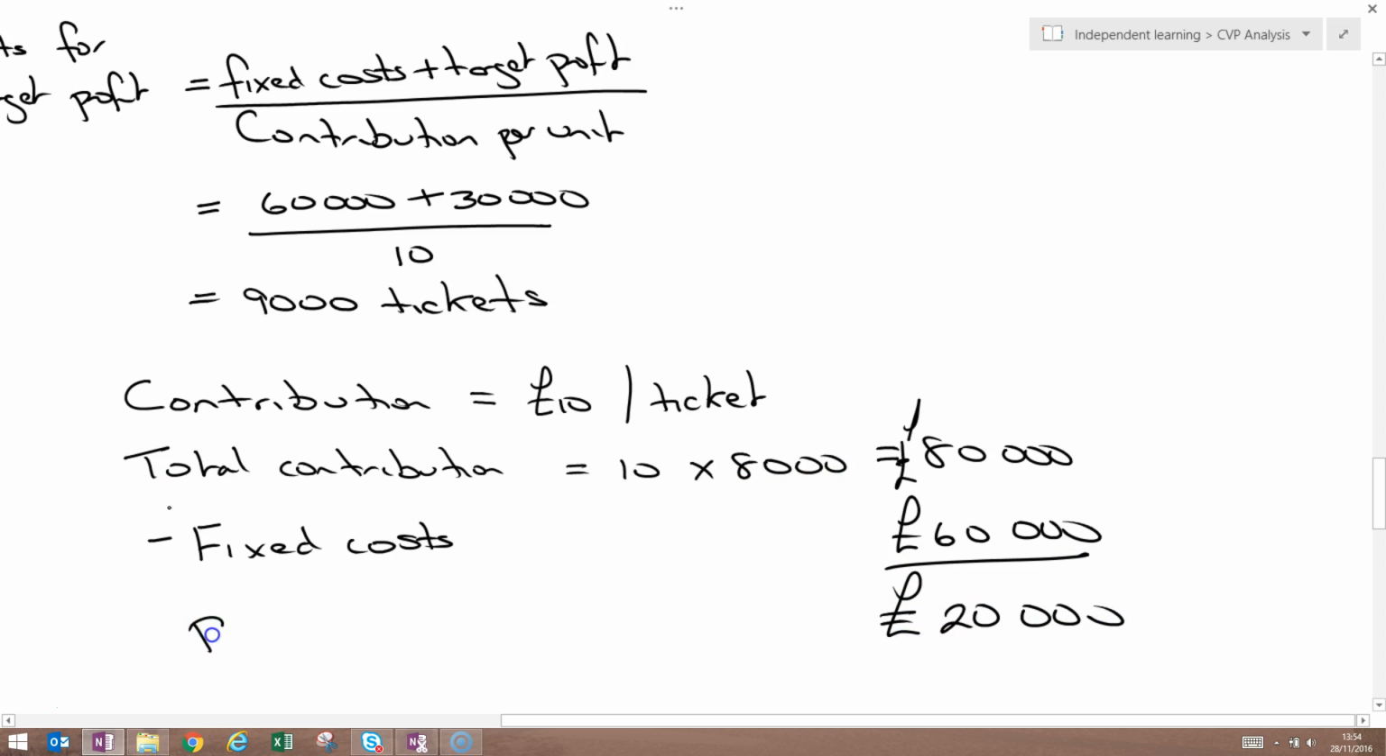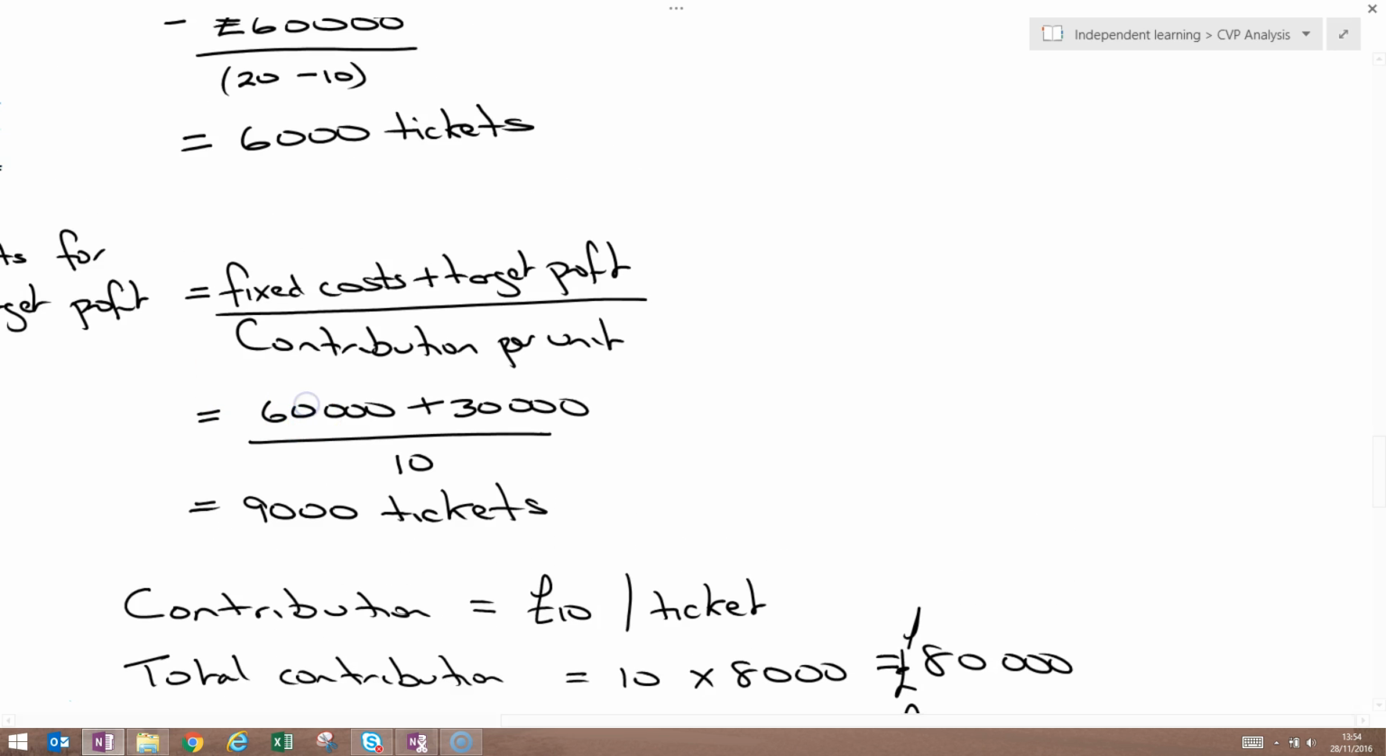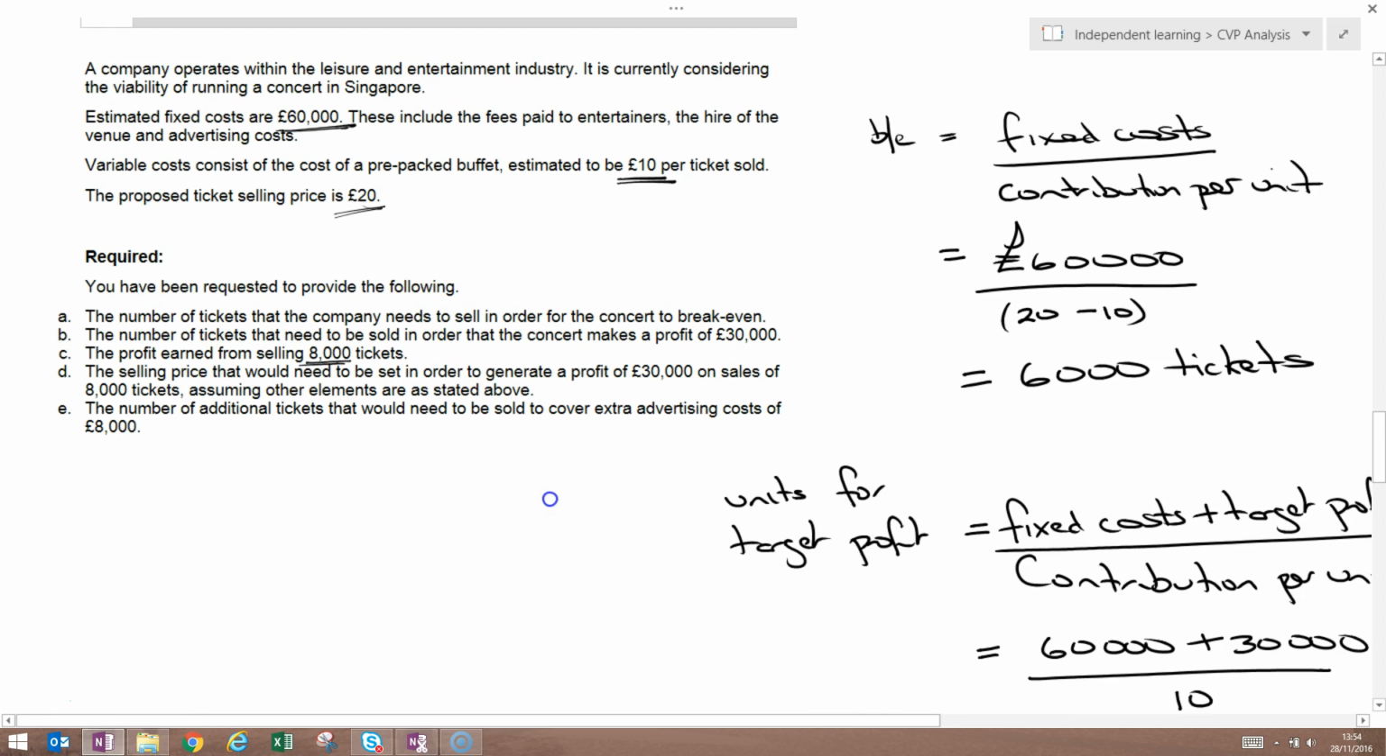So the profit to be made from selling 8,000 tickets is £20,000. And that would seem about right, because we've previously calculated that to make a profit of £30,000 we have to sell 9,000 tickets. So we would obviously expect the profit to be less than 30,000. Right, let's have a look at the next requirement.